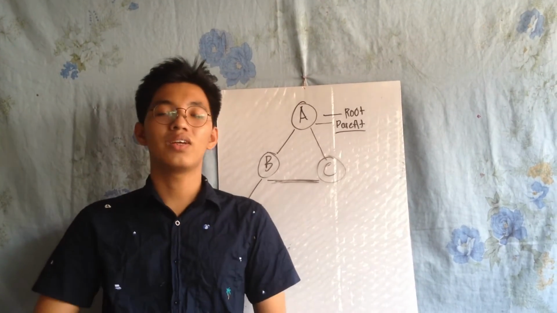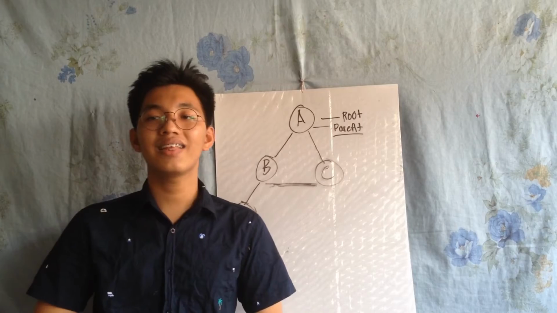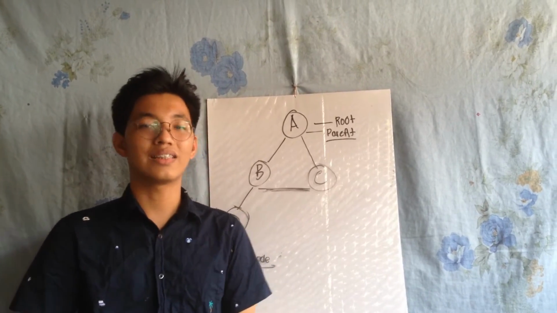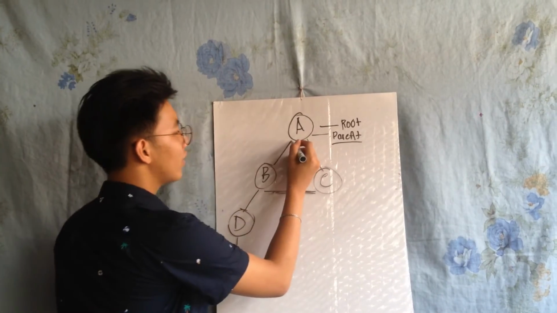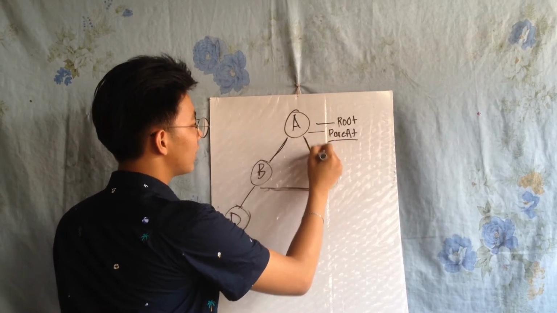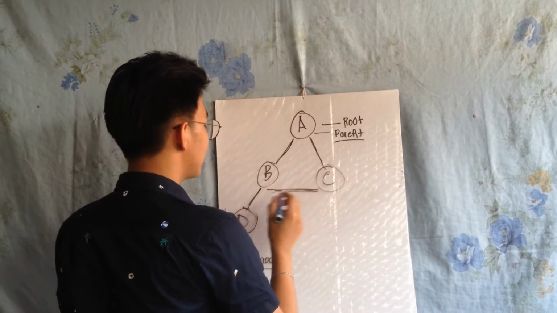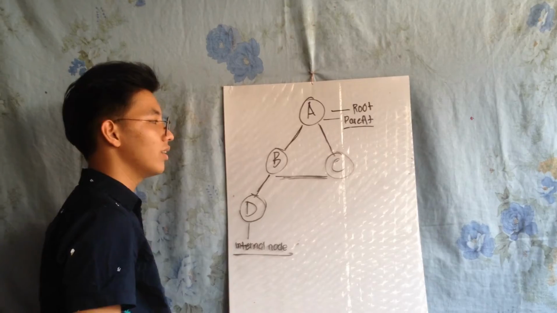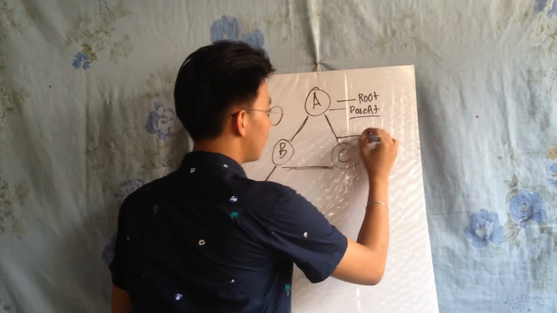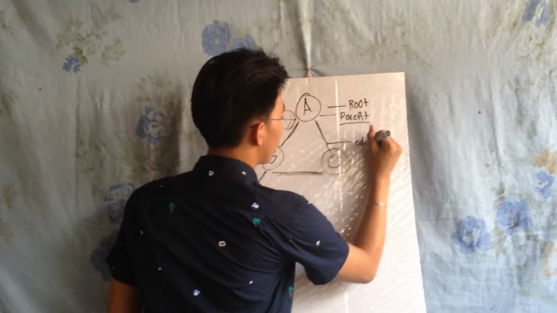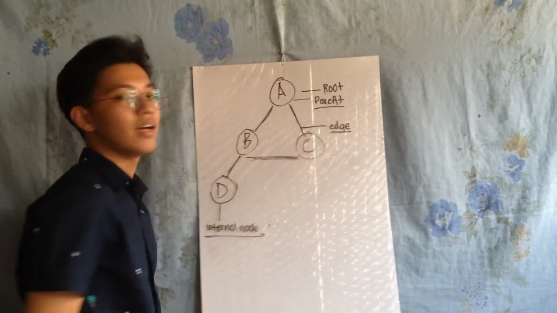So, the next one is the edge. The connecting link between any two nodes is called as edge. So, ito yung connection nito, yung line na kumokonek sa bawat siblings and sa internal node is edge. Edge yung tawag sa kanila.